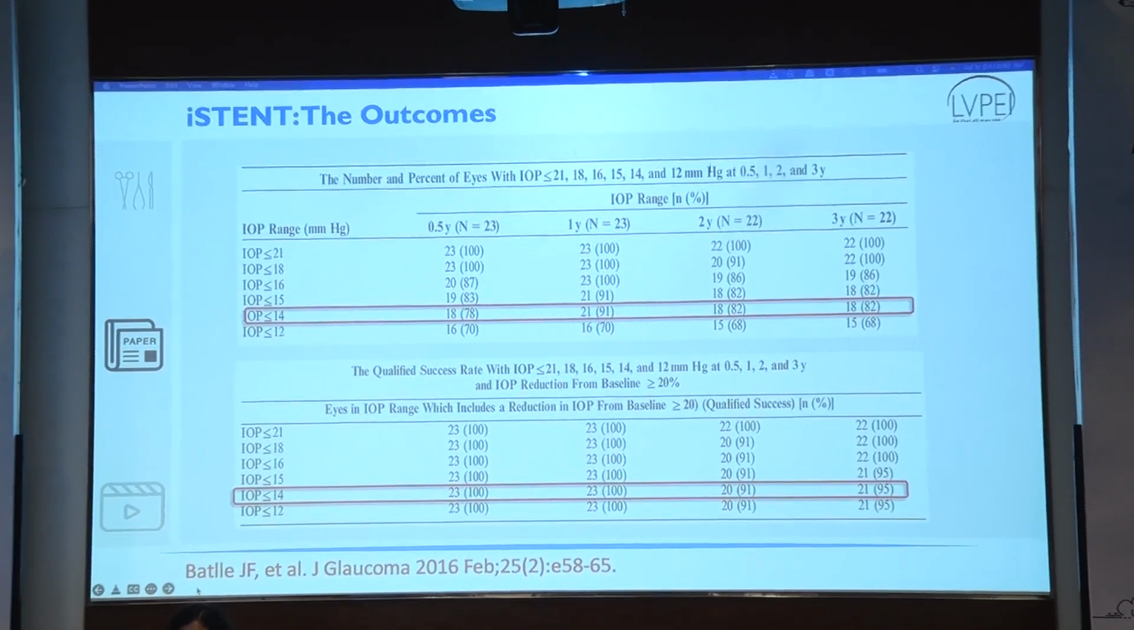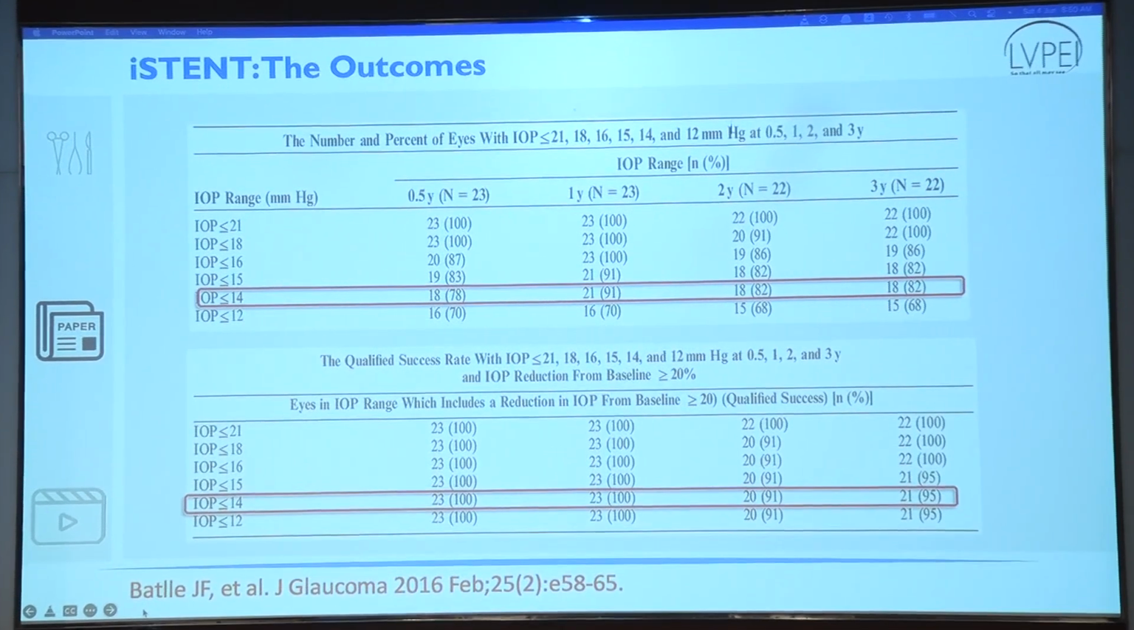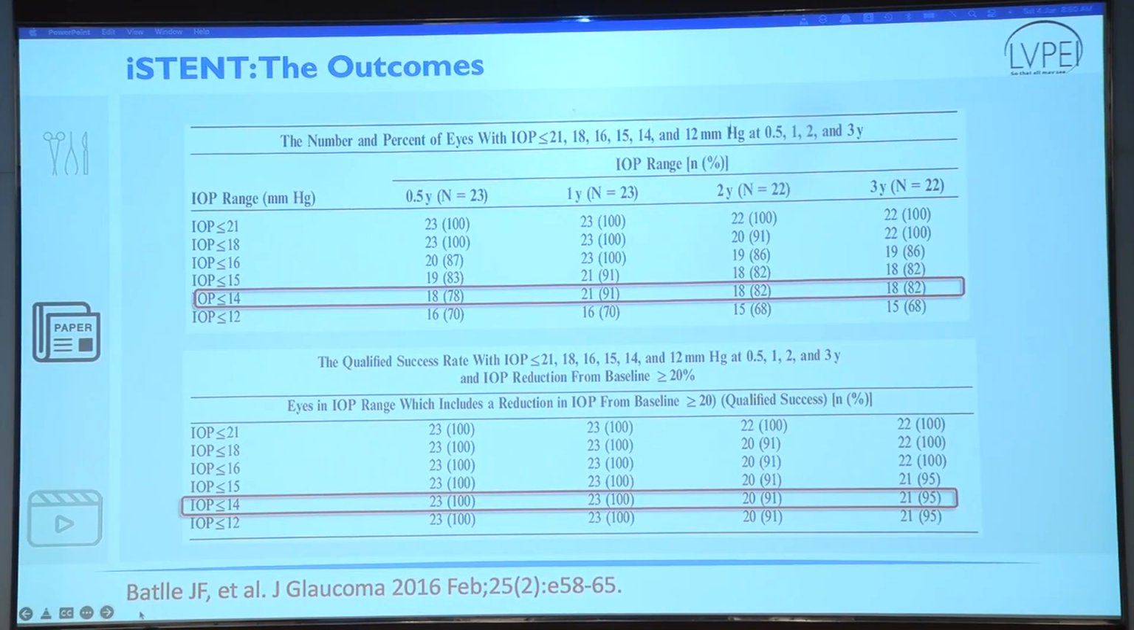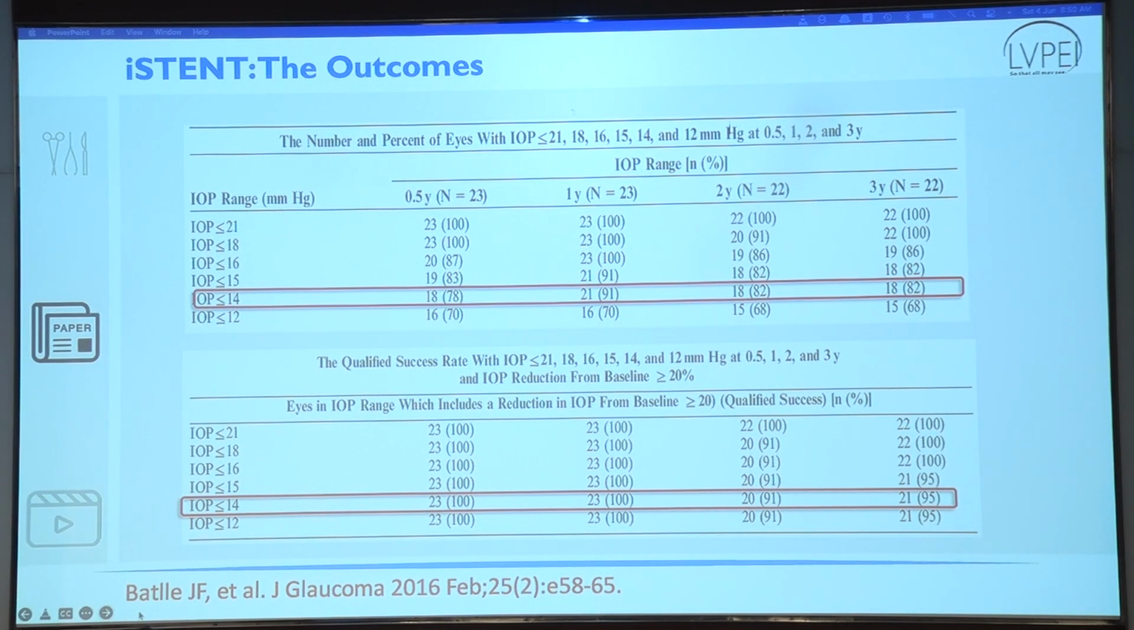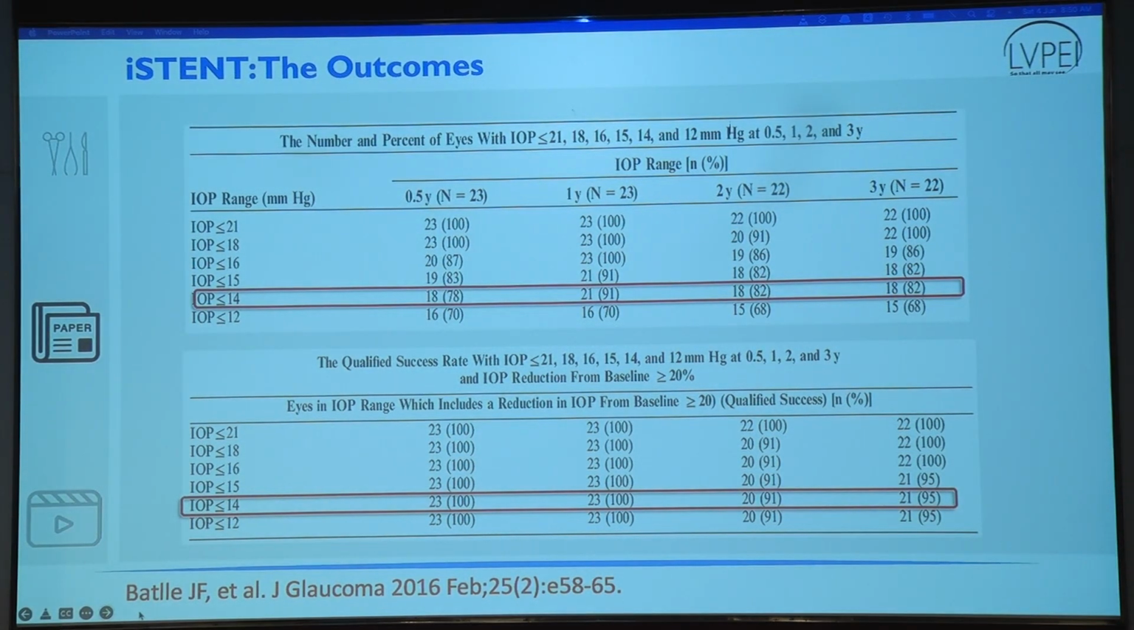At 3 years, IOP less than 14 has happened in 82% of patients without medications. I don't think even as a very confident trabeculectomy surgeon, I can say this about my trabs. And all this has happened without any complications related to hypotony, any bleb-related complications. And that is why my firm belief is, even if it doesn't replace trabeculectomy, it is going to be a very, very, very close competitor for trabeculectomy.